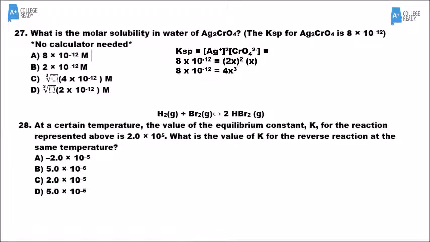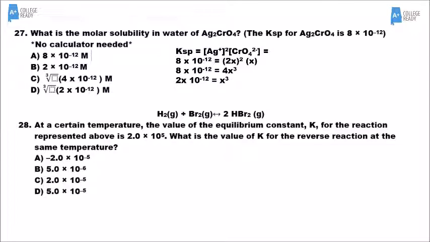We do the math, divide by 4, and X cubed will be equal to 2 times 10 to the negative 12th. We need to find the answer choice that matches up with the cube root of 2 times 10 to the negative 12th. And that correct answer would be D.